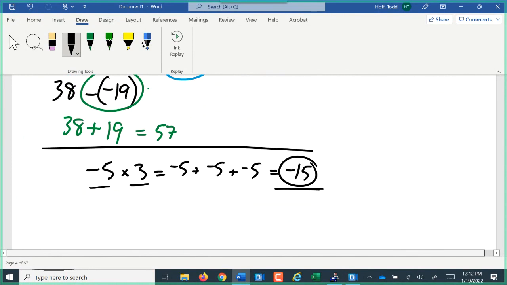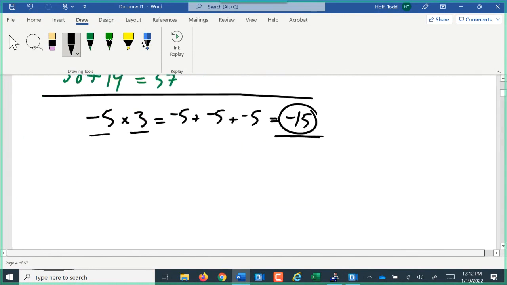Where we run into some difficulties is when we have 5 times negative 3. Now, most of you are probably still taught, well, positive times a negative is a negative. It's just negative 15. And that is the correct answer. But the reason why is this.